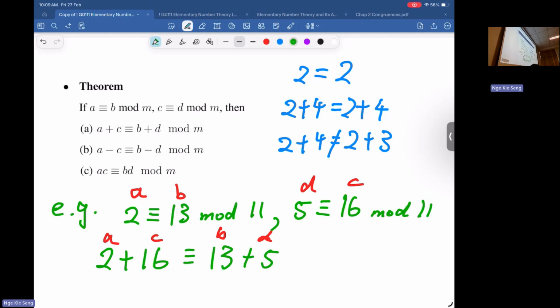So let's check. 16 plus 2 is 18. 13 plus 5 is 18. Oh, this is not a good example. Too easy. 18 minus 18 is 0. Let's get another example.